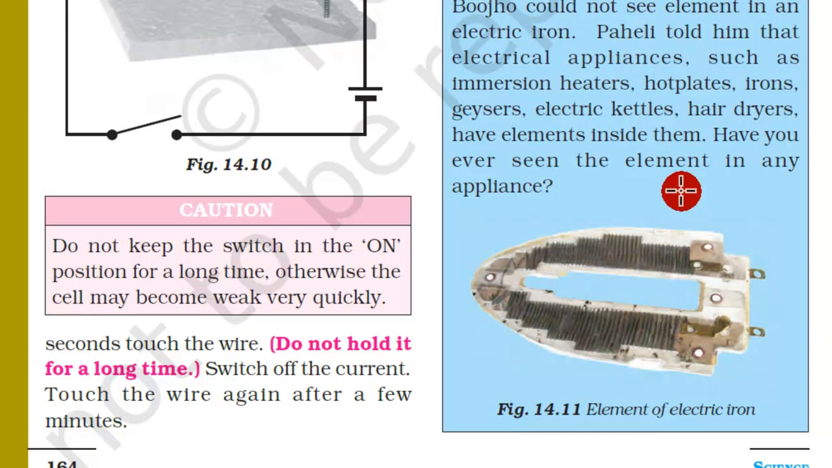And in other electric appliances such as immersion heaters, hot plates, irons, geysers, electric kettles, and hair dryers also have such kind of elements inside them, which we do not see easily. This heating part is inside the electric appliances. When the current passes through the appliances, the coil or the element will heat up and it will produce heat, and we can use it accordingly.